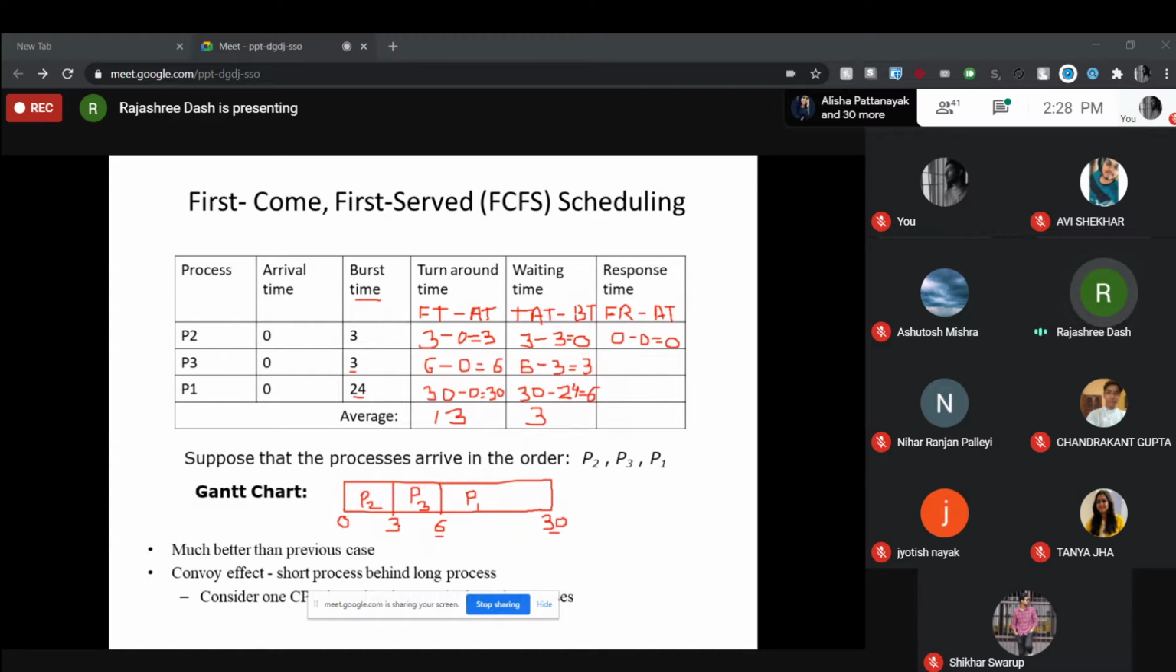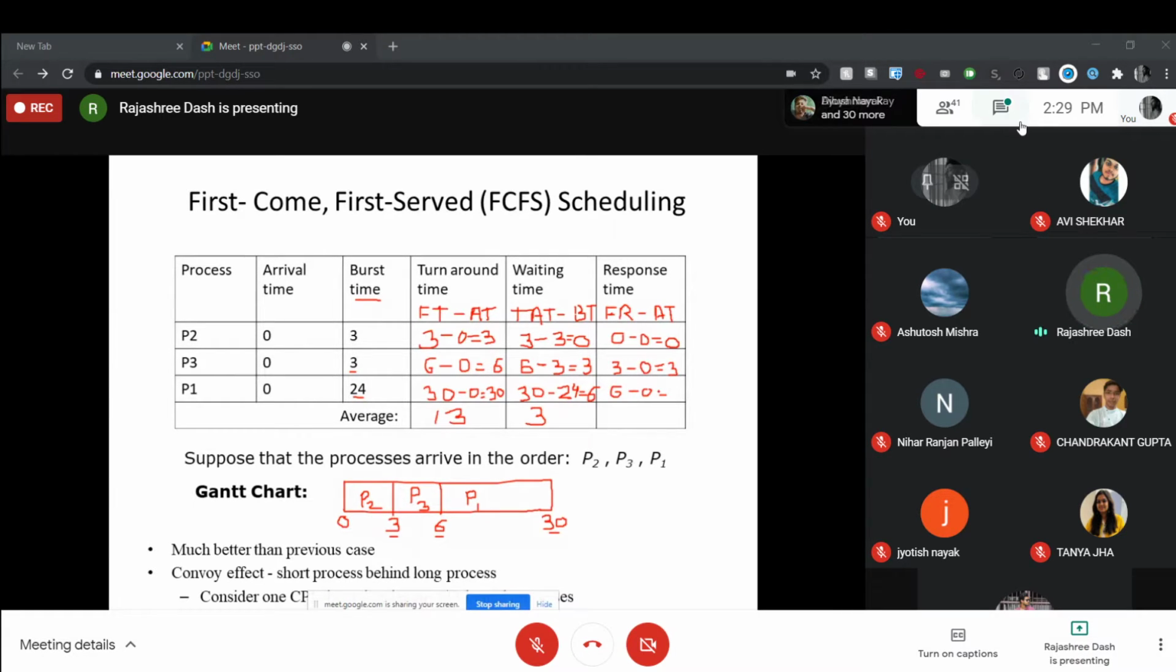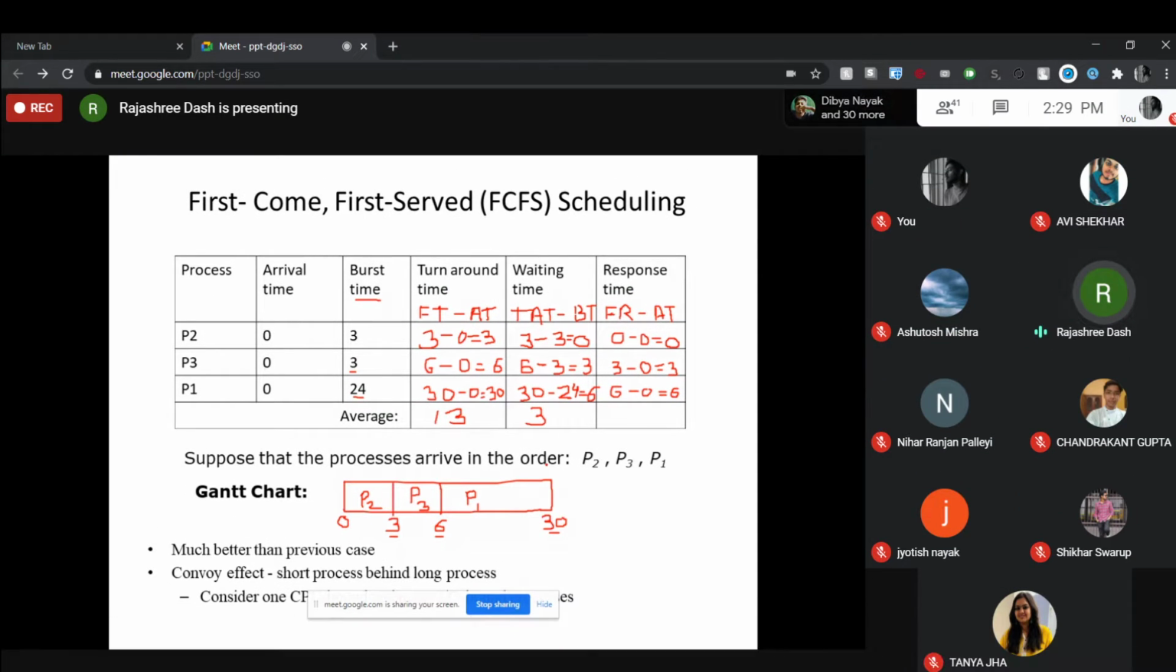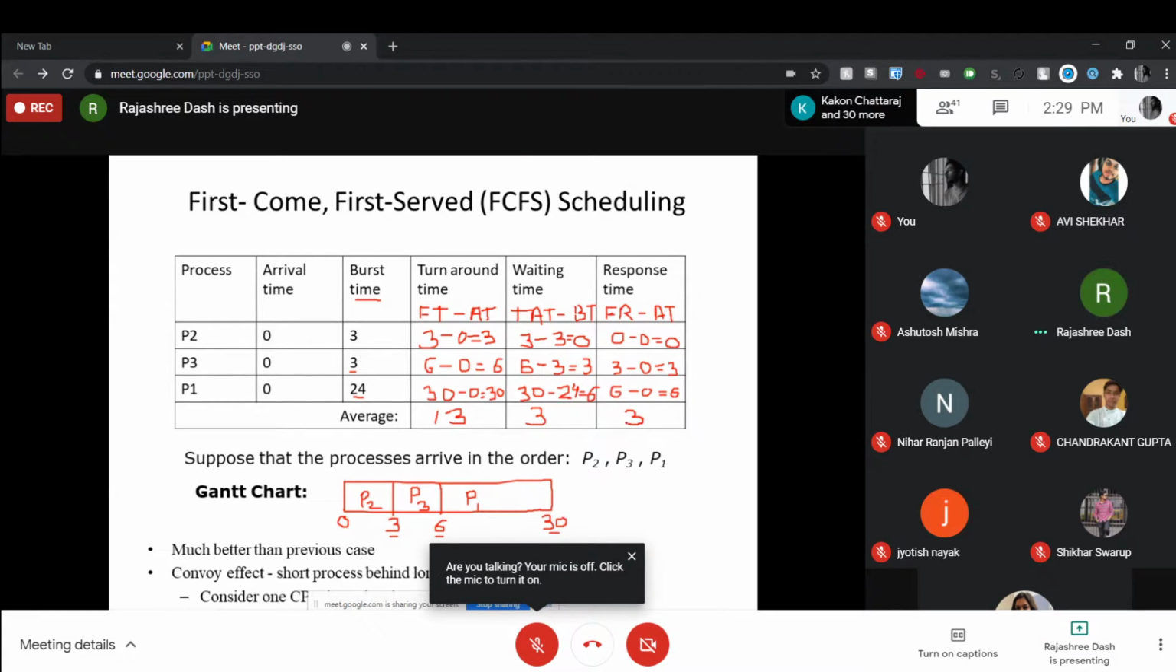Similarly for P3, the first response is 3. So 3 minus 0, arrival time for P3 is 0, that is again 3. Similarly for P1, the first response time is 6. So 6 minus 0, that is 6. If you compare the waiting time and the response time for each process, here it is the same. So the average response time is also 3. Clear?